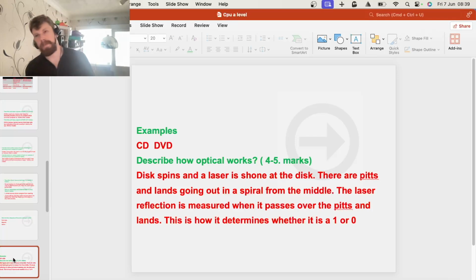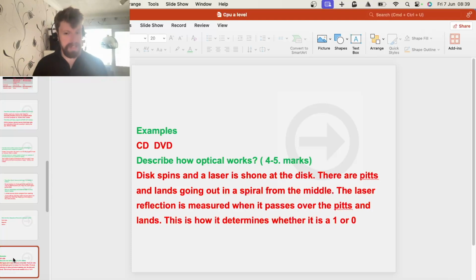If it asks you about a scenario and you need to give some advantages and disadvantages, a quick advantage is CDs are portable, but the main problem is they get scratched really easily and they're easy to damage. So optical, first mark: the disc spins. Second mark: a laser is shot at the disc. So yeah, you get those.